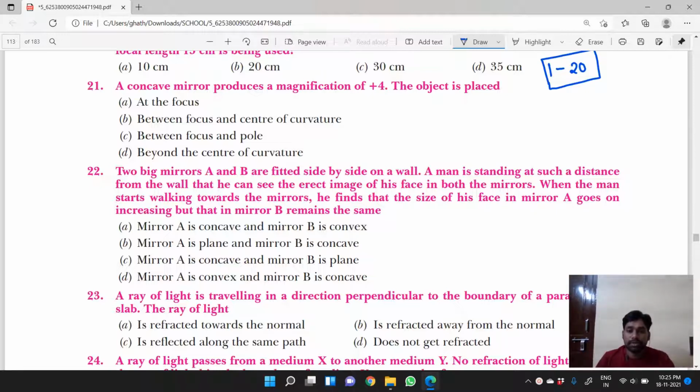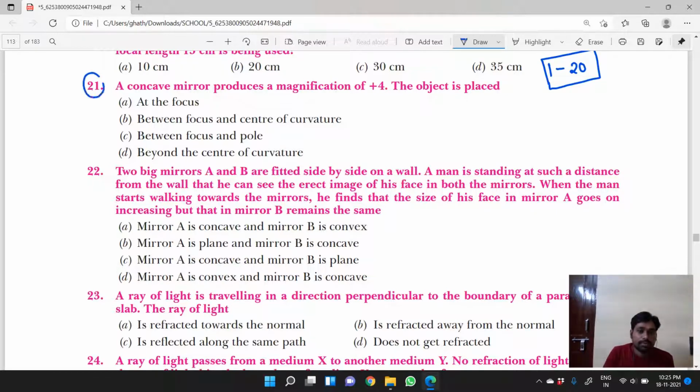Myself, Hatira, working as a physics teacher for the past 10 years. Today I want to explain the remaining questions of the light reflection and refraction chapter, which are related to CBSE term examination objective test based questions.